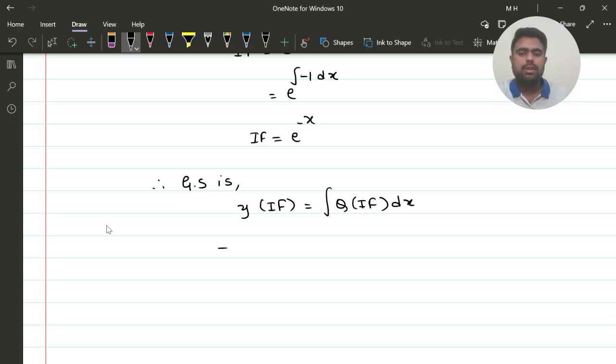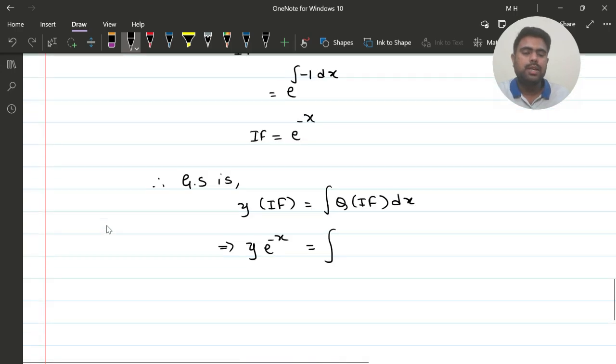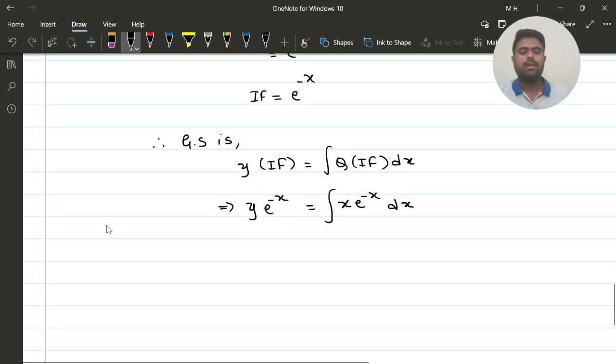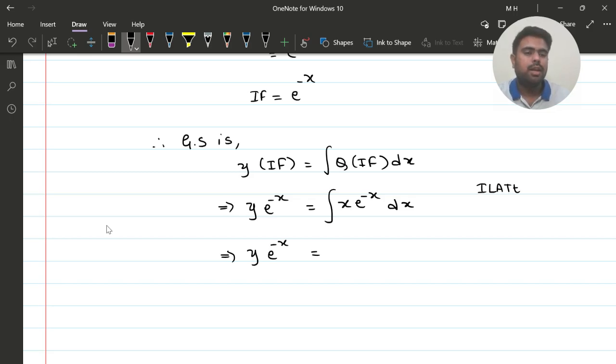Okay, so this will give me y into e raised to minus x equal to integration of q into, what is q? q is x, so x into the integrating factor e raised to minus x dx. Okay, so we will have to integrate this. It is the product of two functions, so therefore I will integrate this by parts, using the ILATE rule, as we have done in integration. The first function is the algebraic x and the second function is the exponential, that is e raised to minus x.